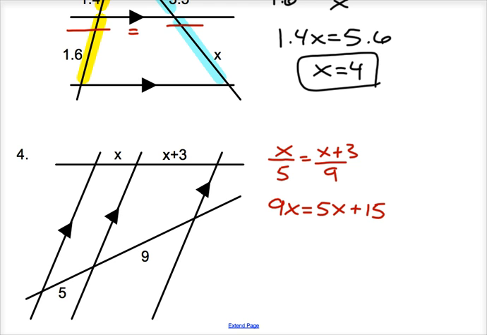Get all your variables to one side. So if I subtract 5x on each side, I get 4x equals 15. Divide by 4, and 15 divided by 4 doesn't reduce. So I'm just going to leave the answer as 15/4.